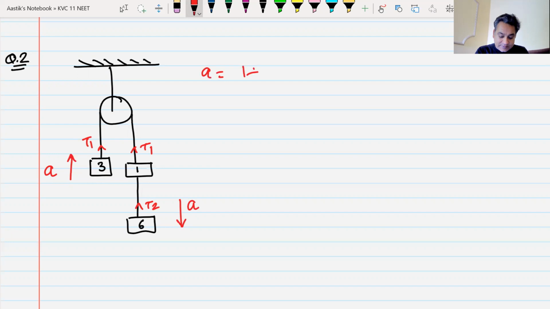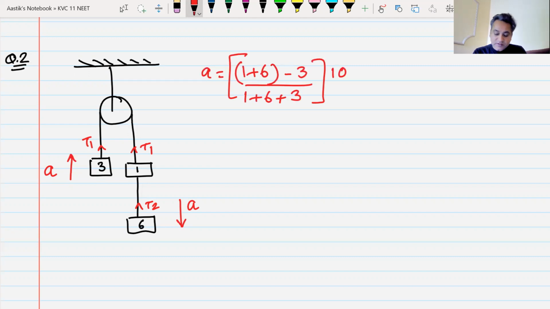It will be 1 plus 6 minus 3 divided by 1 plus 6 plus 3 multiplied by 10. Do we understand this? Yes or no? So this will give me the acceleration as 4 meter per second square. But that is only one part of the problem, beta. You have to tell me the next part of the problem as well. T1 and T2.